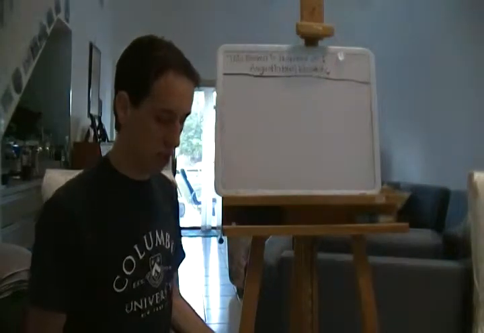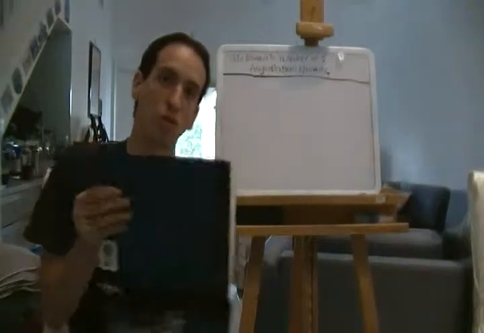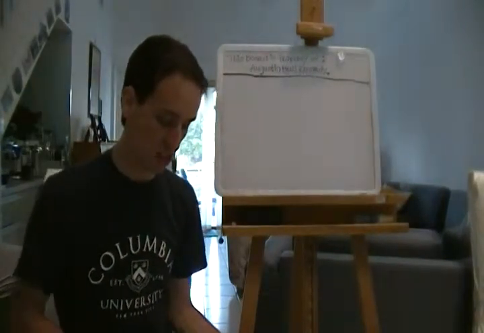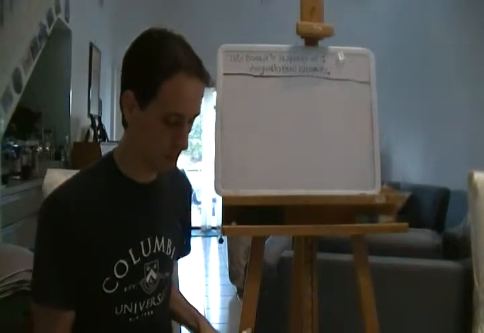Continuing, like I just said, we're going to be talking about the product rule and the quotient rule today. This is section 3.2 of James Stewart's calculus book.